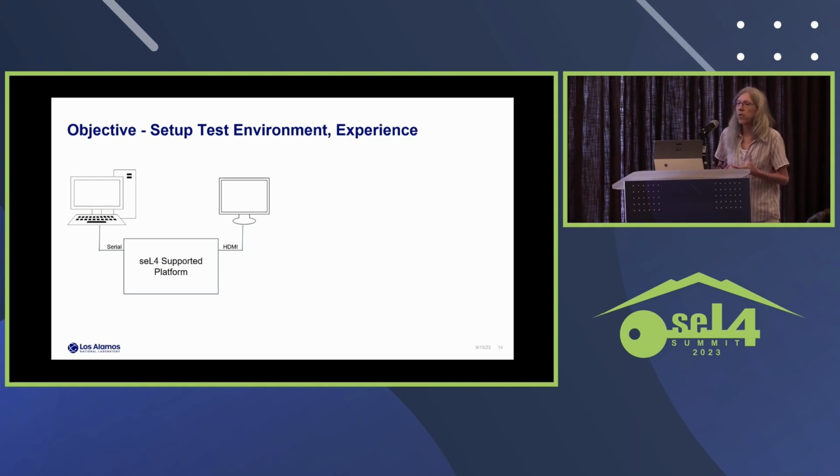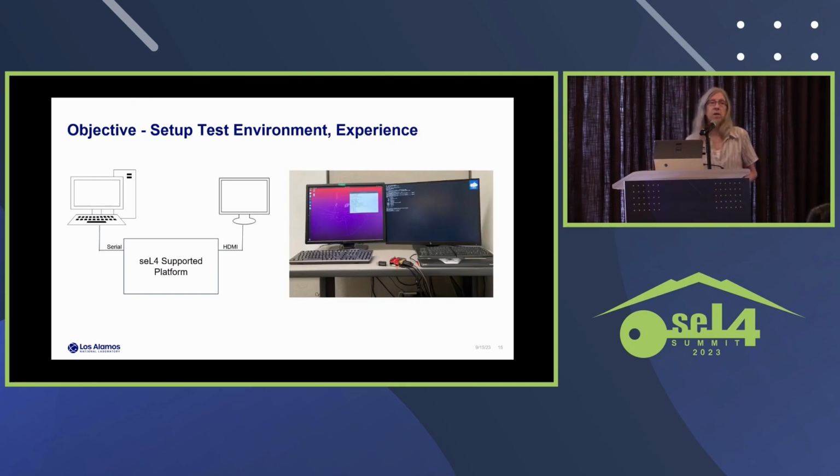So one of our first things was, how do we do our test setup? Well, we've got our development system on the left, a monitor on the right, and our supported platform in the middle. Between the two, we've got the serial and HDMI connection. Now, this is just an example of one of our test environments. Again, you've got the two computers, you've got the supported platform, the cabling, and even the USB reader that helps you with the programming.